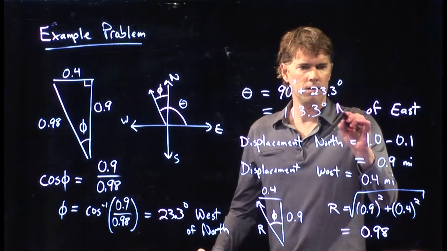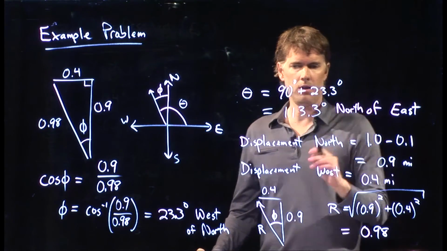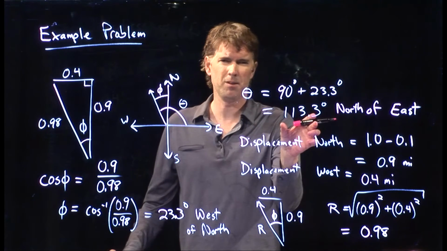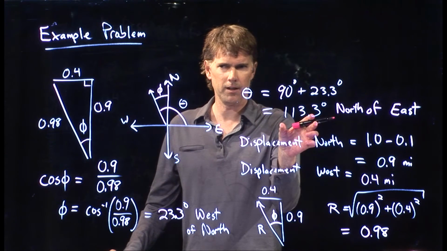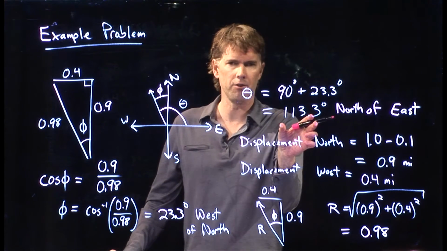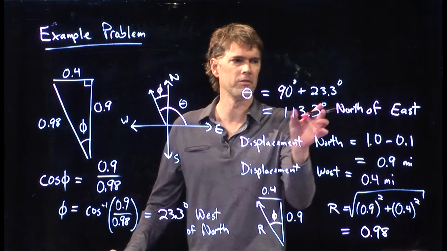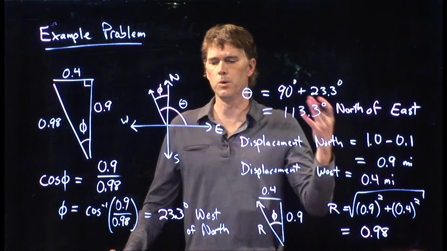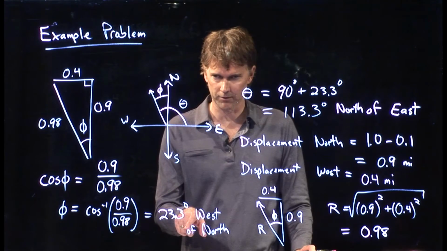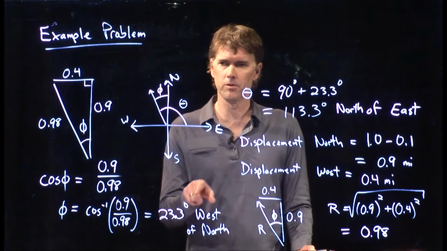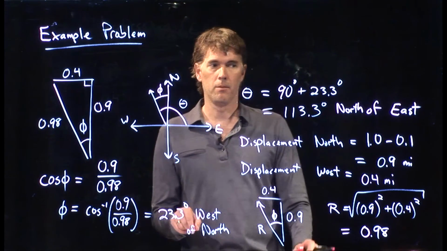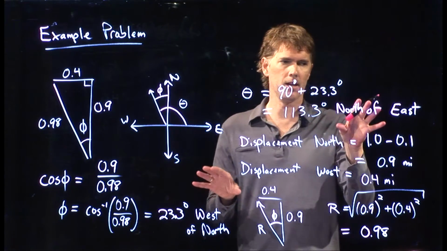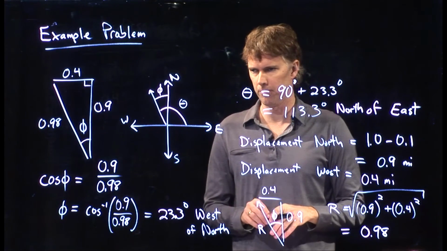Okay. So this is a little confusing because typically you would never say this, right? You would never say 113.3 degrees north of east. You would usually say this answer right here, 23.3 degrees west of north. But in fact, they're the same thing. Okay, they are telling us the same bit of information.